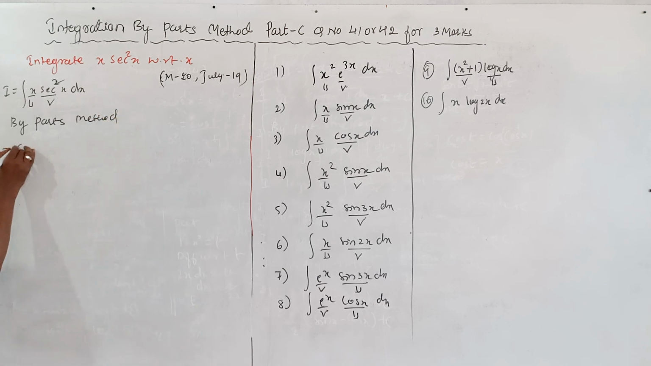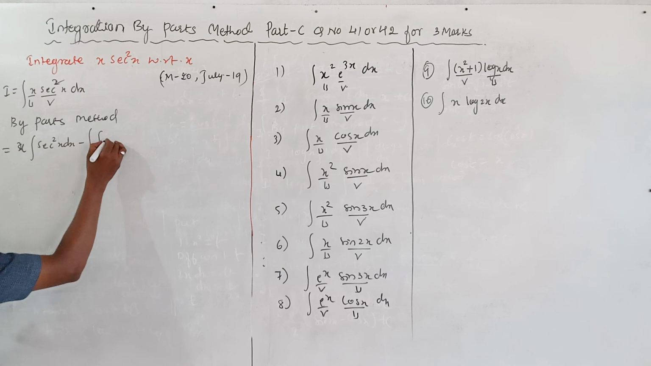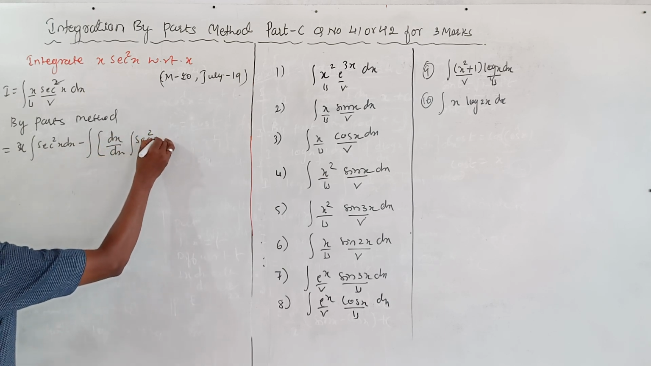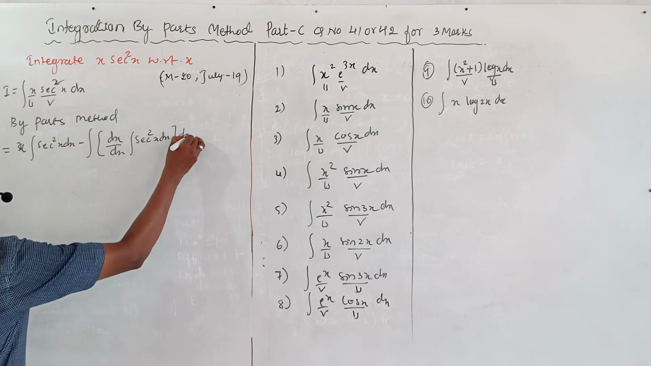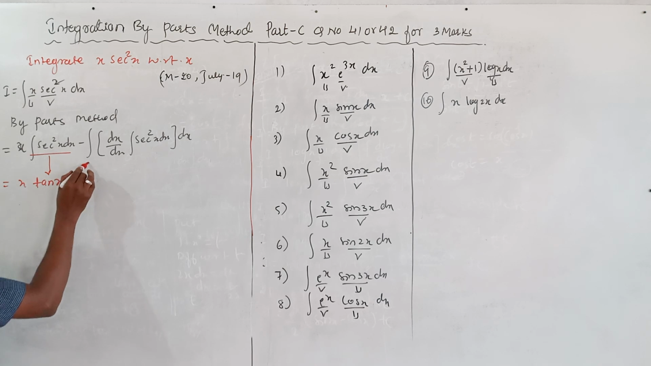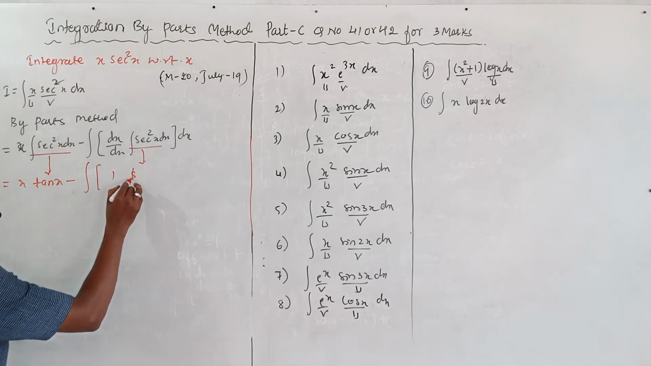That is I is equal to x as it is, integration of sec square x dx, minus integration of derivative of x with respect to x, integration of sec square x dx, whole bracket, dx. Next this one. Then I is equal to x, integration of sec square x is what? tan x, minus integration of derivative of x is what? 1. Integration of sec square x is what? tan x dx.